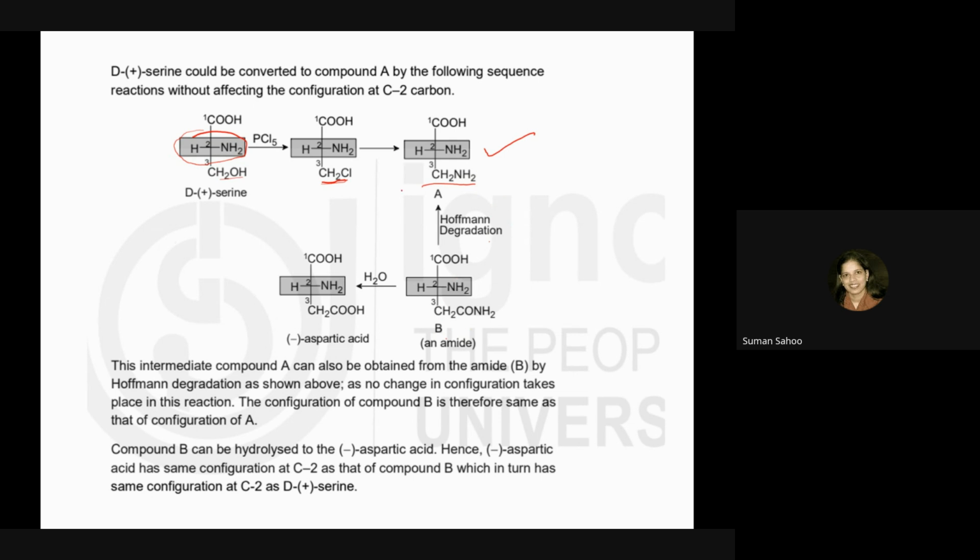In any of these transformations, there is no change around this carbon number 2, and this amide again can be hydrolyzed to give you aspartic acid, whose configuration is known, where the NH2 group is on your right hand side and hydrogen is on your left hand side. So from this you can conclude that the serine has NH2 on the right hand side and hydrogen on the left hand side. So that gives us D-serine.